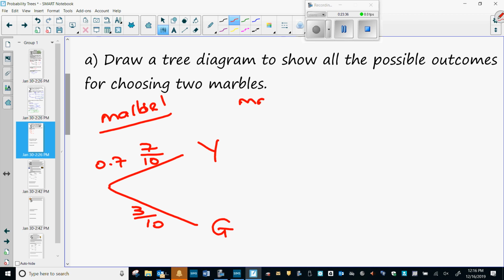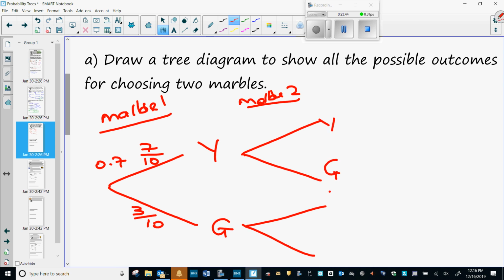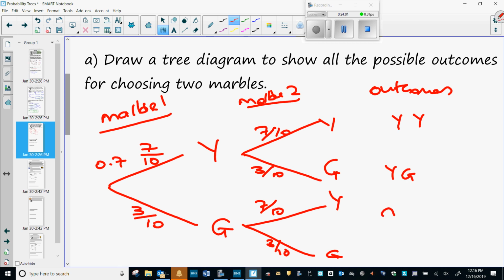So this is marble 2. Do we have different options or the same options for my marble 2? Same. So I've got yellow, green. I've got 7 over 10 because we put it back, and 3 over 10. And so my outcomes are yellow yellow, yellow green, green yellow, green green.